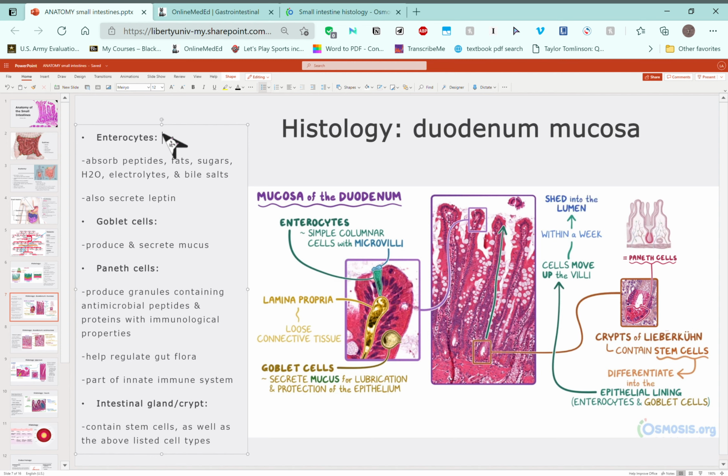Intestinal glands or intestinal crypts, these are going to be the basal part of the mucosal layer. They contain stem cells which will keep projecting inwards towards the lumen as they grow, and eventually as they become epithelial, they will shed into the lumen within about a week generally. Enterocytes and goblet cells will also be contained within this epithelial lining.